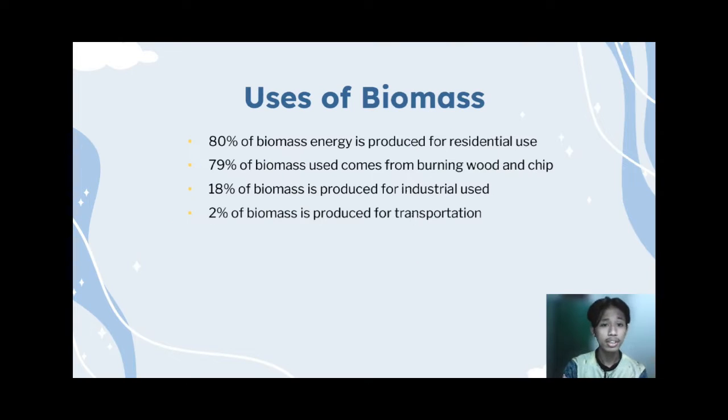These are the uses of biomass. Energy is produced for residential use, such as land and houses. Biomass use comes from burning wood and chips. Biomass is produced for industrial use, such as food products, fabric, paper, printing and furniture. And lastly, biomass is produced for transportation, such as fuels.